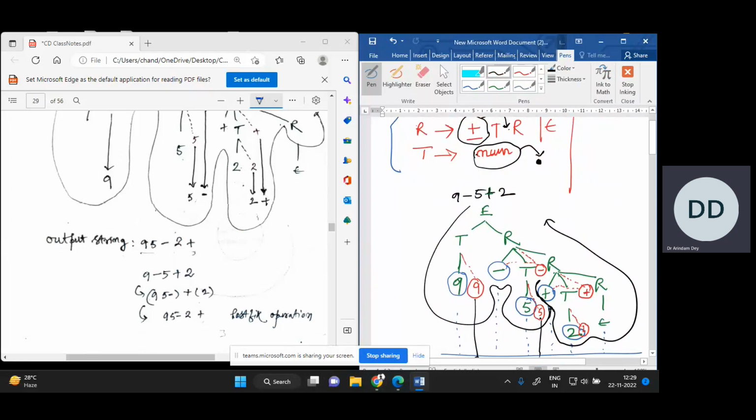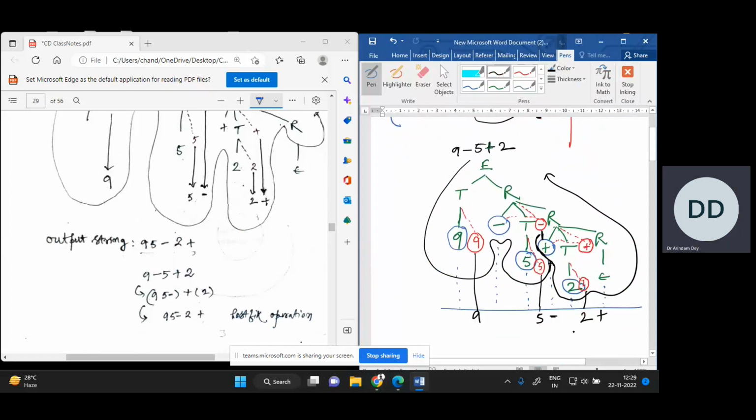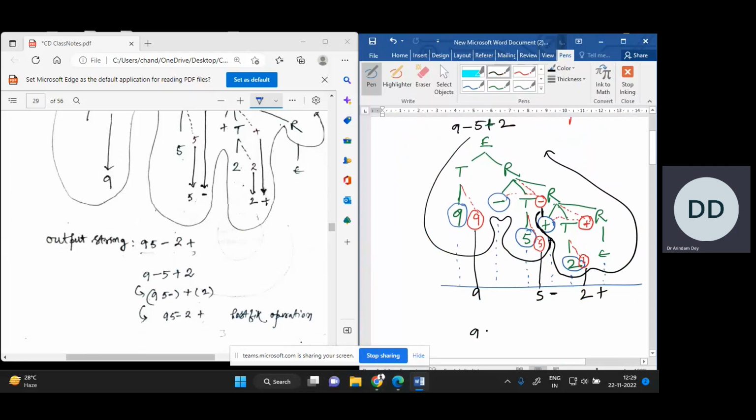So after the 5, the minus operator was there, so this minus operator will be coming. I have to write this minus operator. Once I move out from here, here it is a 2. This 2 we will be writing, and here this is a plus operator. So the expression is 9 5 minus 2 plus. So we had an expression 9 minus 5 plus 2, and we converted it into 9 5 minus 2 plus, which is a postfix expression that we have made.